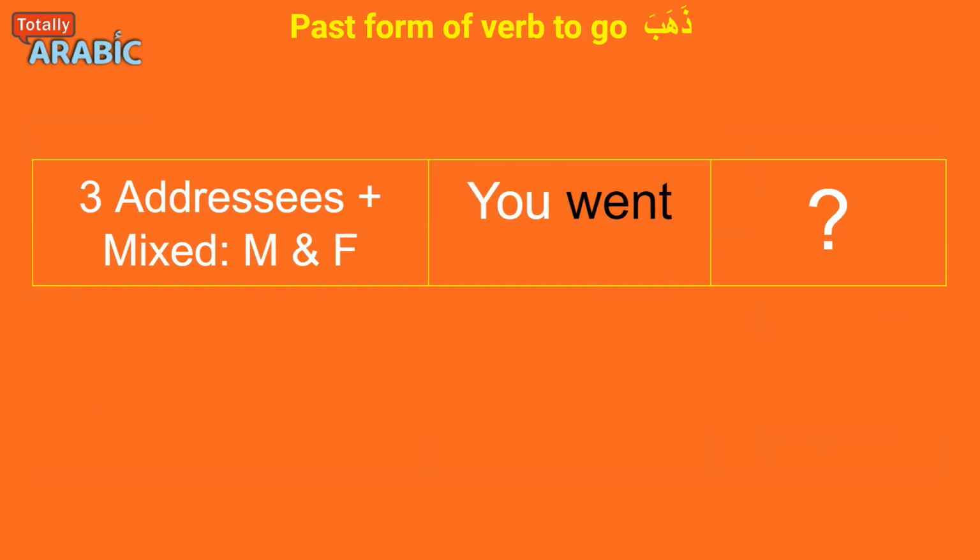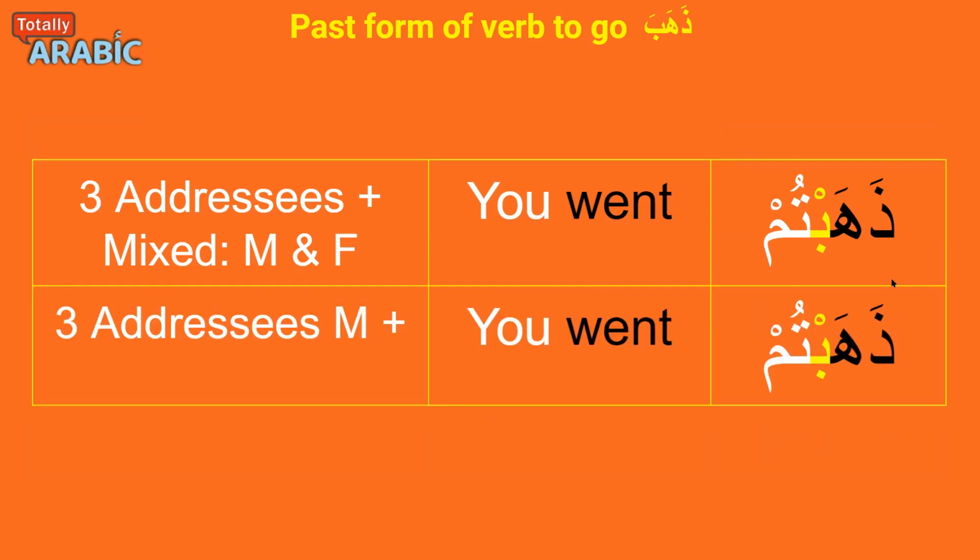Okay, so what about if the group of people that I'm talking to are actually mixed? They are male and female. Which form shall I use? We use ذهبتم, which is exactly the same thing as when we are talking to a group of males, only 3 or more. It is the same form, ذهبتم.